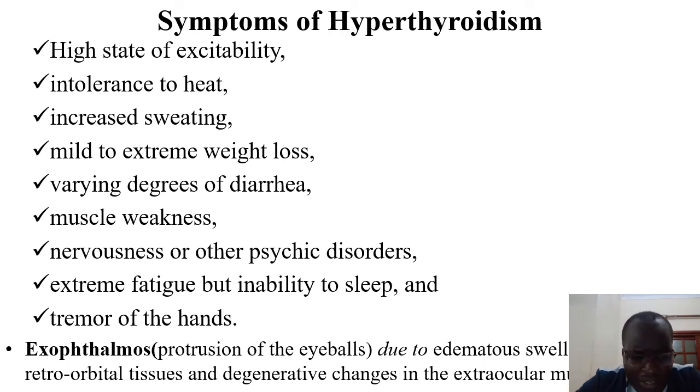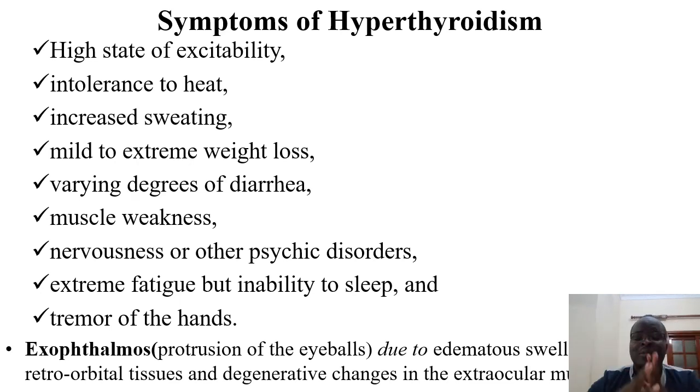Okay, so this happens. Tremor of the hands. So you have tremor of the hands or involuntary contraction of the hands. Exophthalmos. Exophthalmos is the protrusion of the eyeballs due to edematous swelling of the retroorbital tissues and degenerative changes in the extraocular muscles. So the tissue behind the eyeball will become edematous. So there is edema behind the eyeball.